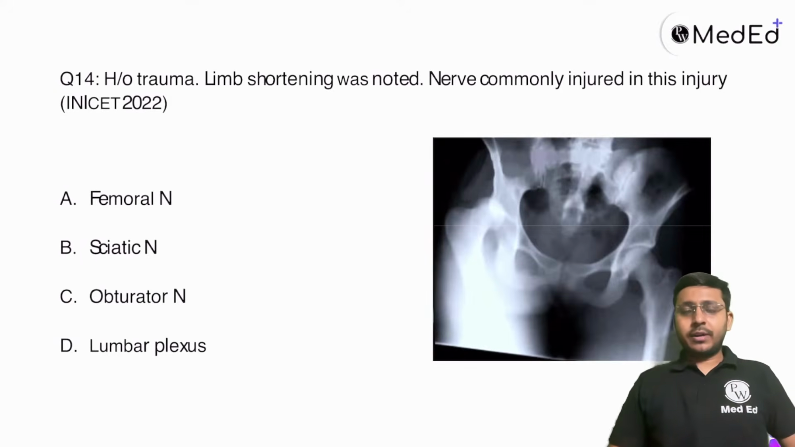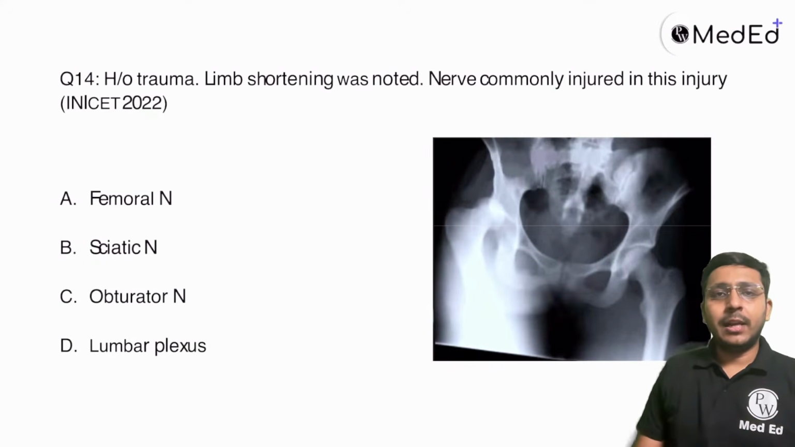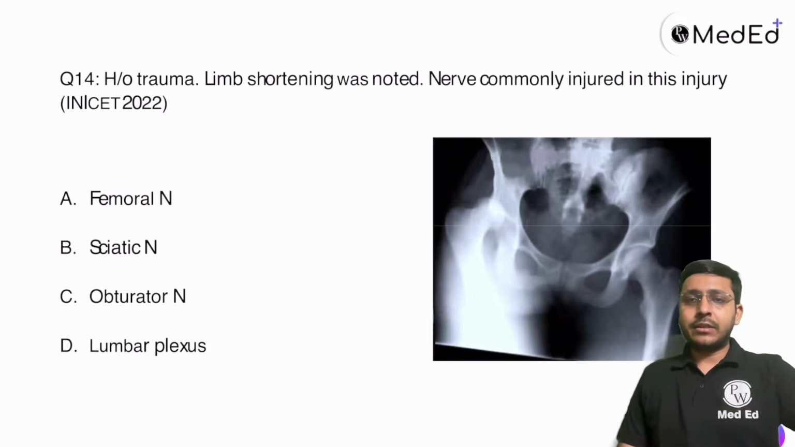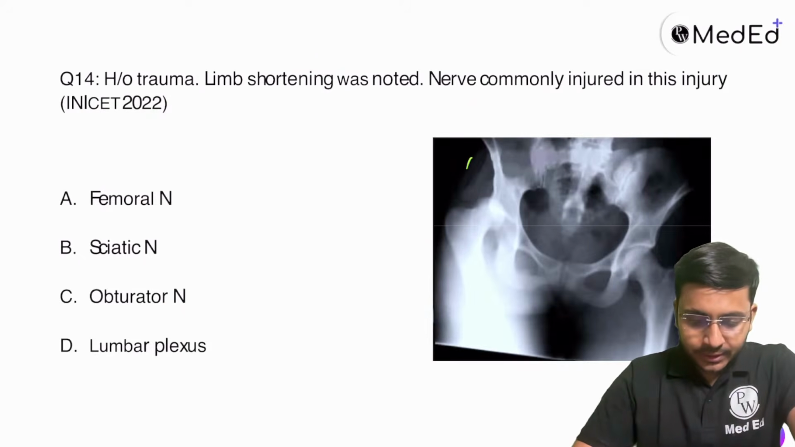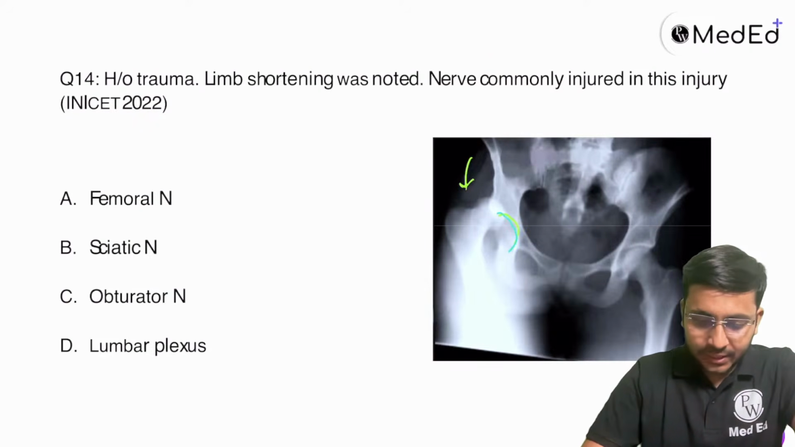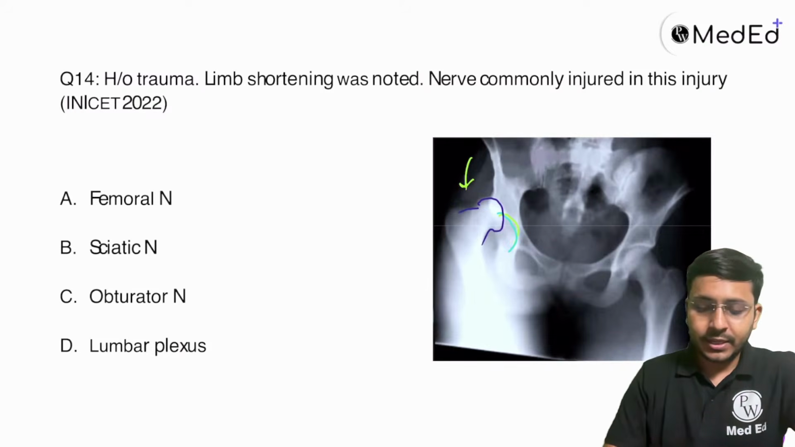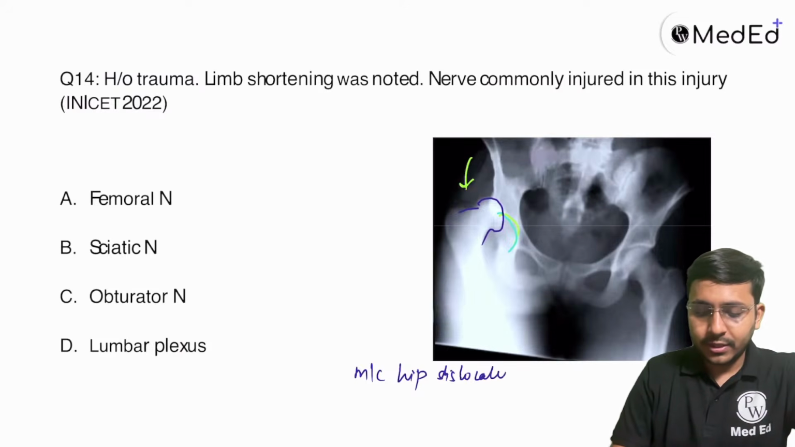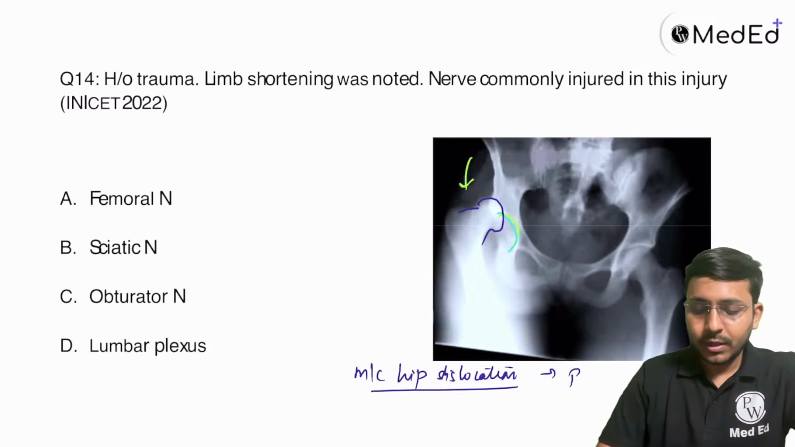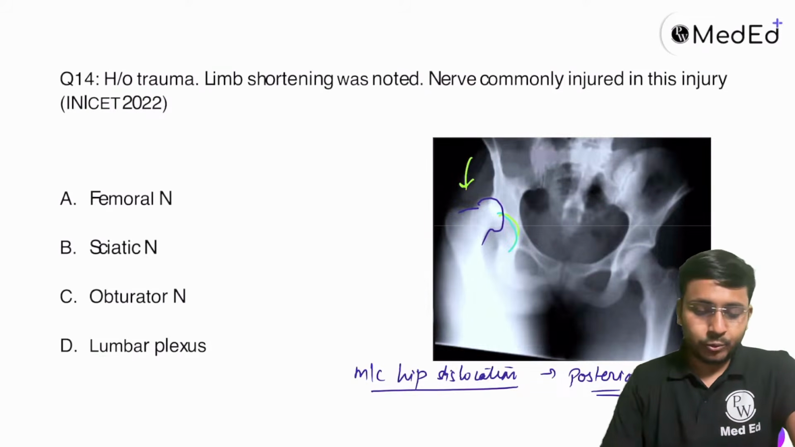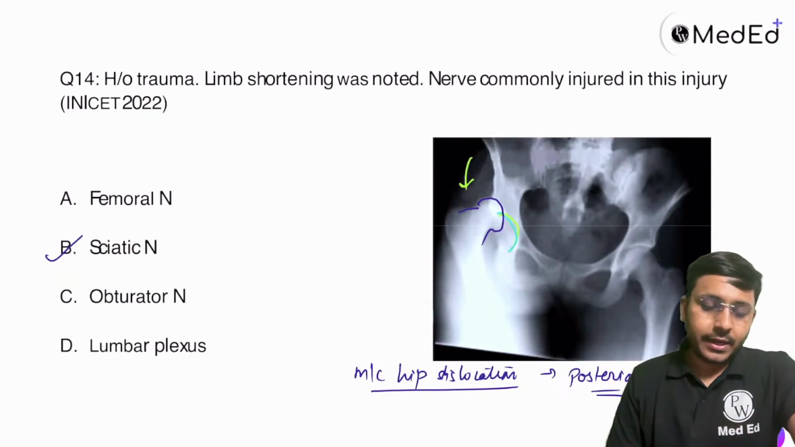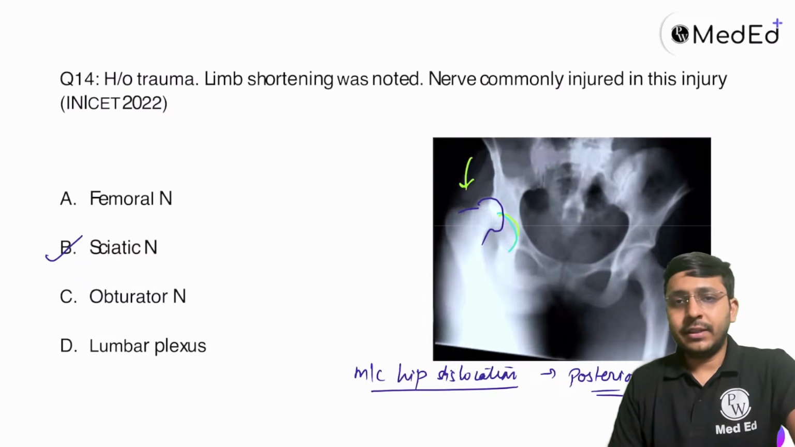Okay, ortho question, I'll not do it in detail. History of trauma, limb shortening was noted, nerve commonly injured in this injury. So what do you see here? You see that the right hip is dislocated. ये acetabulum है and femoral head is outside the acetabulum. So this is a hip dislocation. Now most common hip dislocation is posterior. ठीक है, so posterior कौन सी nerve होती है? Posterior हमारी sciatic nerve होती है. So sciatic nerve is the most commonly injured nerve in this case.